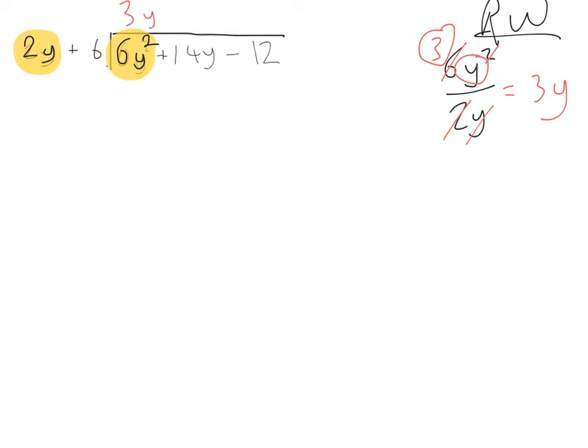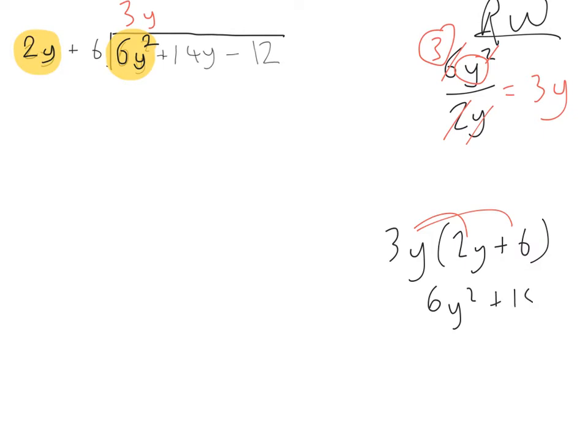3y. We're now going to multiply that 3y by everything outside the bus stop. Again, we do that in our rough work. So we have 3y multiplied by 2y plus 6. 3y by 2y, 6y squared. 3y by 6 plus 18y. We then write this down directly underneath the first two terms, just like we did in the last example. So we have 6y squared plus 18y.